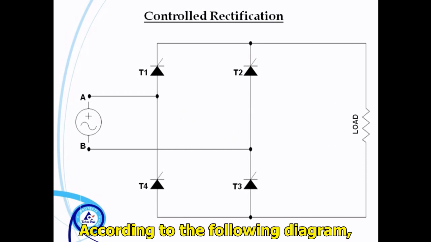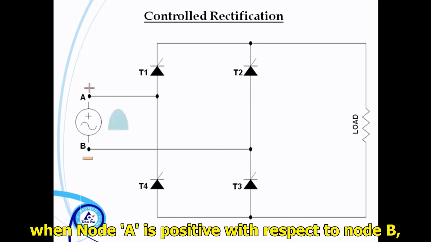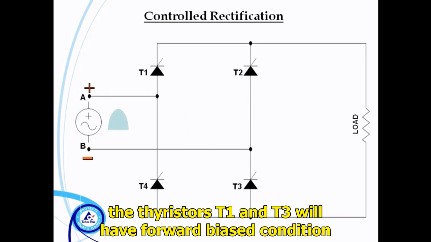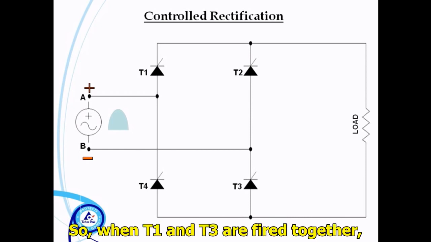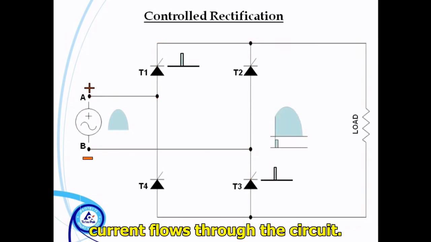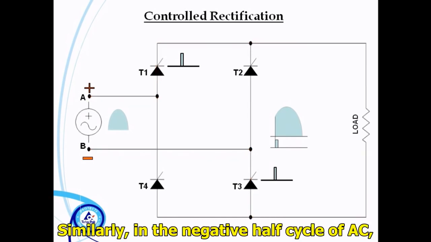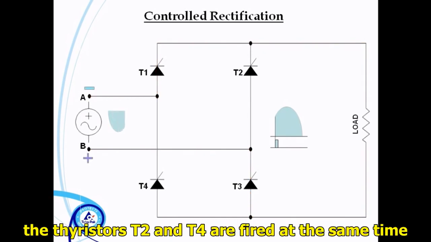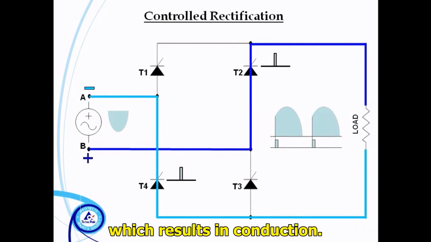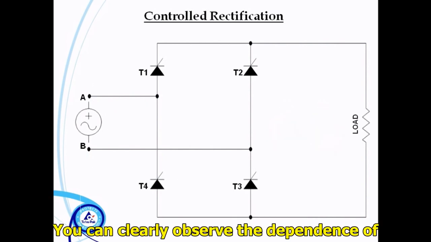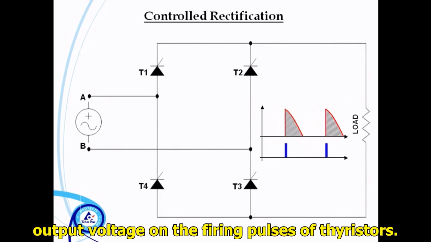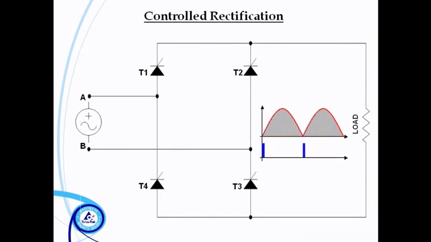According to the following diagram, when node A is positive with respect to node B, the thyristors D1 and D3 will have forward bias condition, but they will not conduct till any gate pulse. So, when D1 and D3 are fired together, current flows through the circuit. Similarly, in the negative half cycle of AC, the thyristors D2 and D4 are fired at the same time, which results in conduction. The resultant output is unidirectional, but with fluctuations. You can clearly observe the dependence of output voltage on the firing pulses of thyristors.